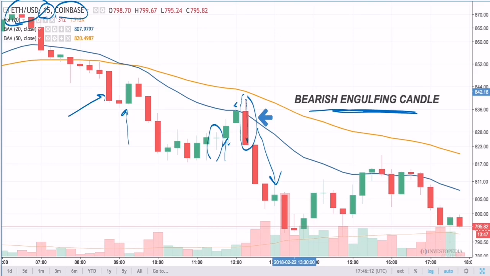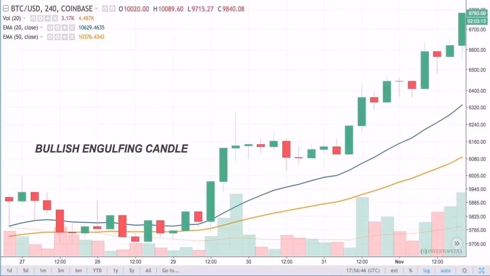On the flip side, we have the bullish engulfing candle. Now this is a chart of Bitcoin versus the US dollar. Each of these bars represents 240 minutes, which means 4 hours of time, and this is on the Coinbase exchange. A bullish engulfing candle is similar to a bearish engulfing candle, but it signifies that prices are ready or perhaps might be moving up.